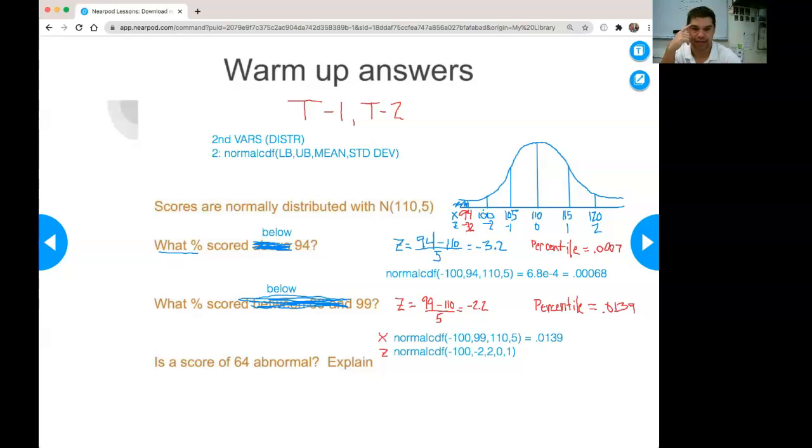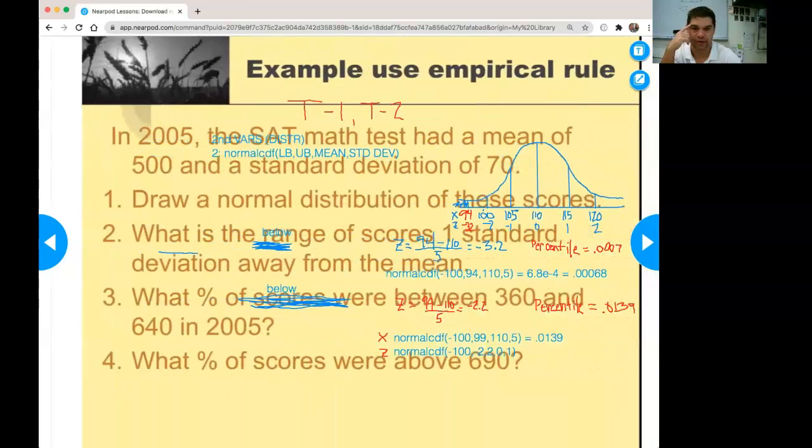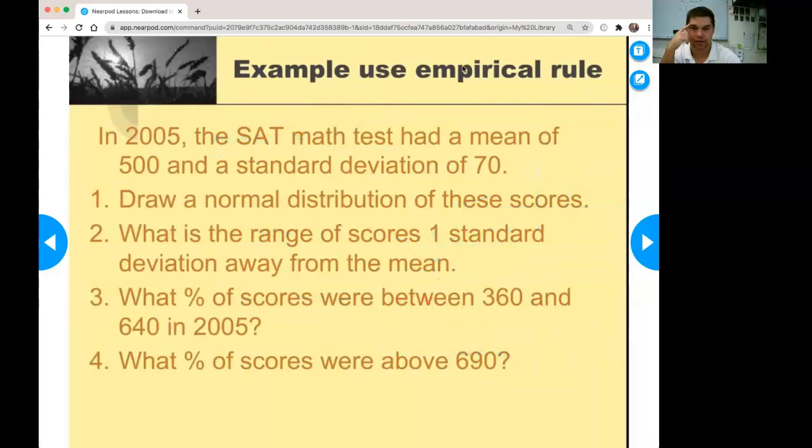Let's keep practicing. We got like 4 more of these to go through. In 2005, the SAT math test had a mean of 500 and standard deviation of 70. Draw a normal distribution of these scores. What is the range of scores 1 standard deviation away from the mean? What percent of scores were between 360 and 640? So again, draw a normal distribution. You can do this on your paper. You don't have to do this on the Nearpod. Actually, you can't do it on the Nearpod.